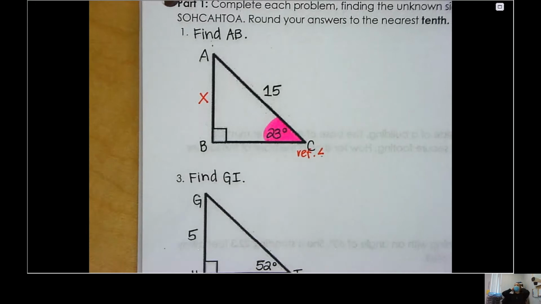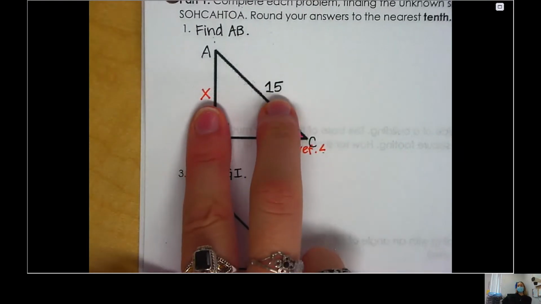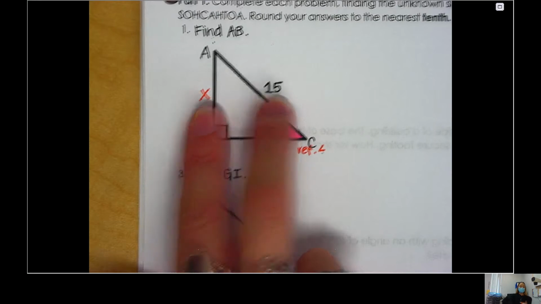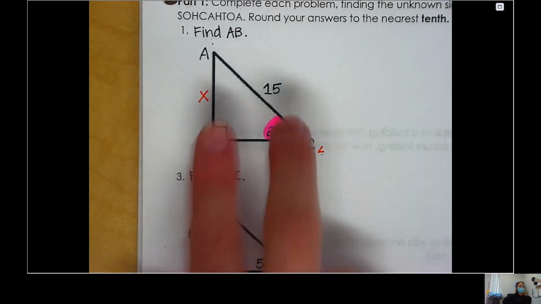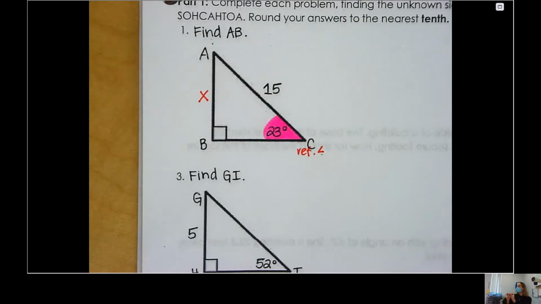Now, the two pieces that are given to you are going to be the two pieces that I use to write my fraction. So since I'm given an x and a 15, I need to use those two numbers to write my fraction. And I need to label these two pieces as either hypotenuse, adjacent, or opposite. So if you're looking at those two pieces right now, are either one of those your hypotenuse? Or do you see your hypotenuse with a number next to it?